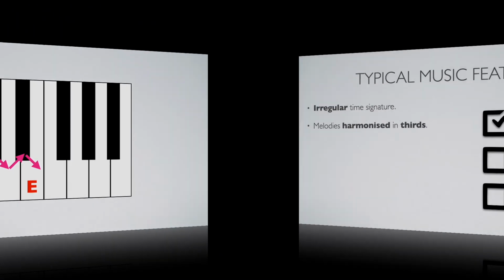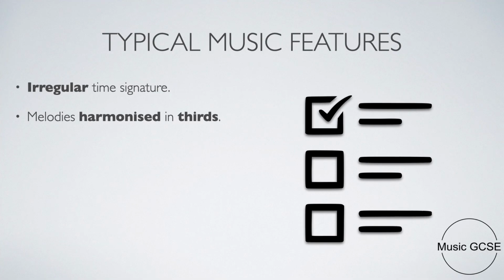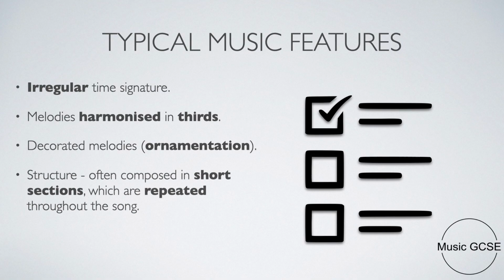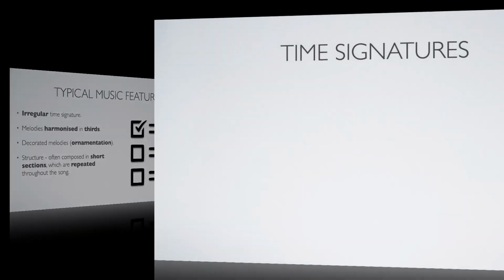Now let's take a look at the other typical musical features of Greek music. The melodies will be heavily decorated, meaning they will use lots of ornamentation like trills, mordents, acciaccaturas, things like that, which helps add expression to the melodies within Greek music. And in terms of structure, Greek music will often be composed in short sections which are repeated throughout the piece of music. So at the top of this list we spoke about Greek music having irregular time signatures. Let's have a look at what that means.